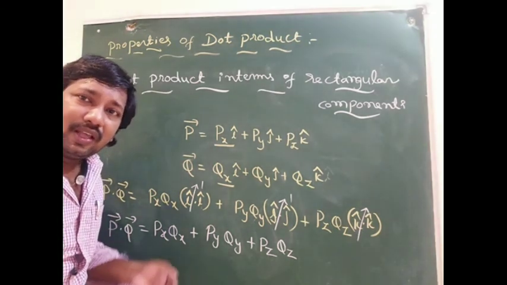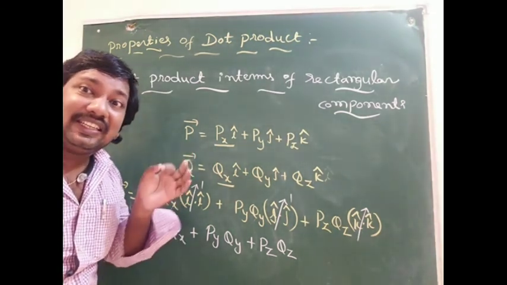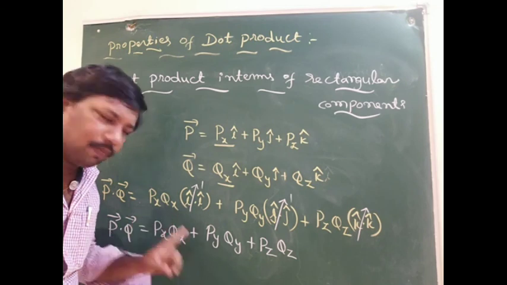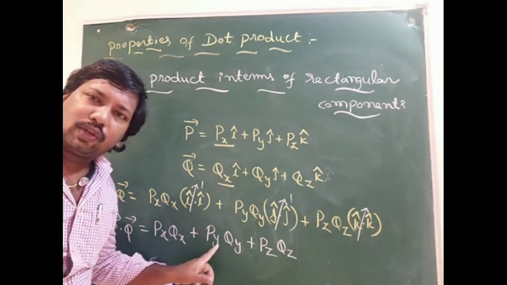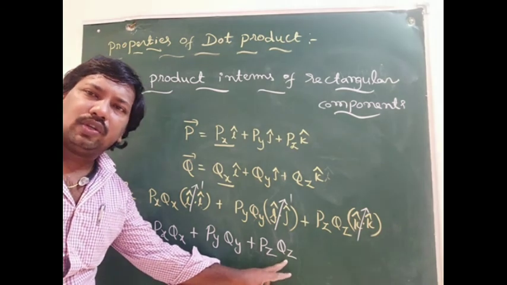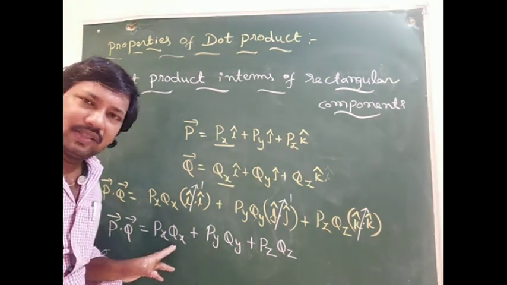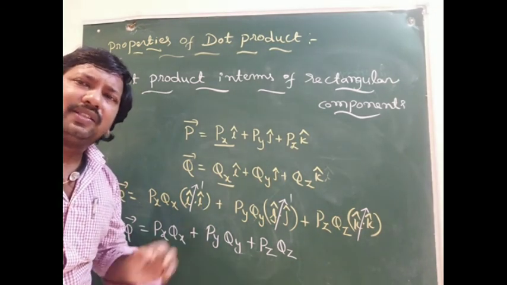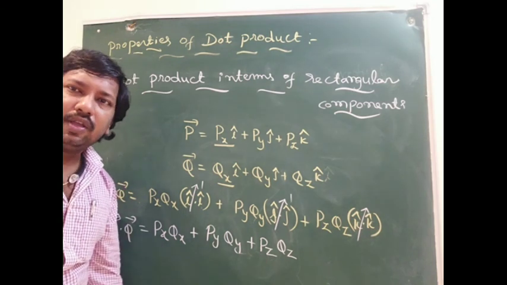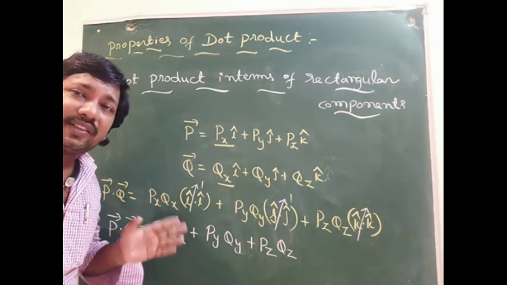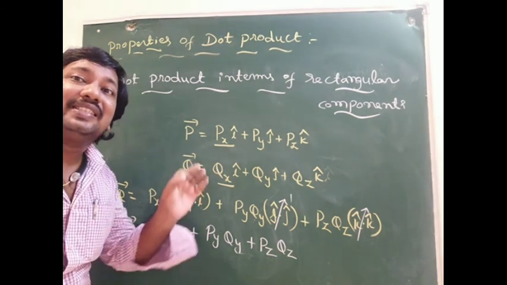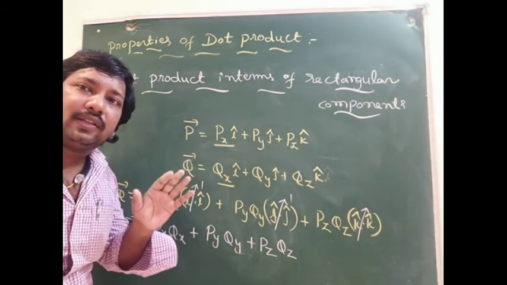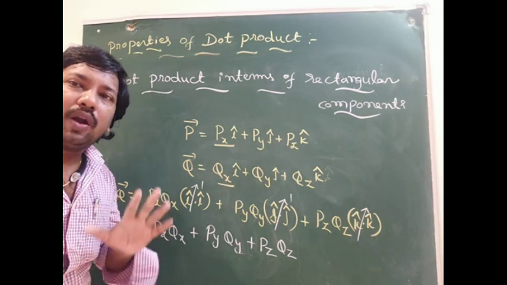In this situation, the dot product of any two vectors gives a scalar. Here Px and Qx is one number, Py and Qy is one number, Pz and Qz is one number. The sum of the three numbers gives one number, which means it is a scalar. So the dot product of any two vectors gives not a vector but a scalar. A scalar is a physical quantity having only magnitude but not direction.